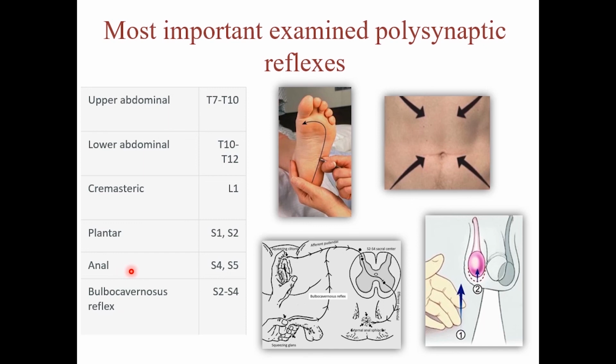sphincter. Also, one of the most important reflexes is the bulbocavernosus reflex, which is important in diagnosis of spinal shock. The bulbocavernosus reflex can be tested by compressing the glans penis in males or applying pressure on the clitoris in females, and observation of the contraction of the anal sphincter. It's also the first reflex that returns after the end of spinal shock.